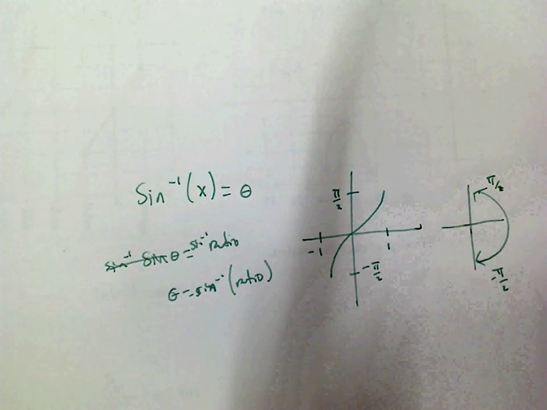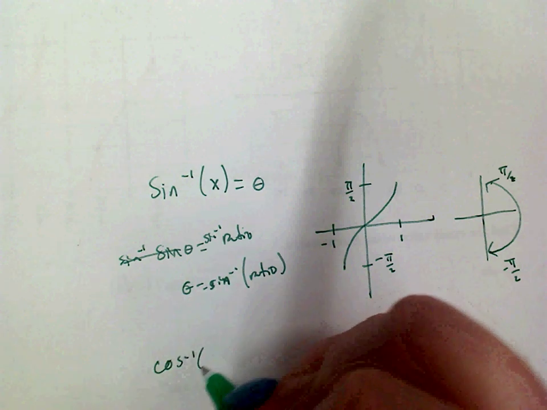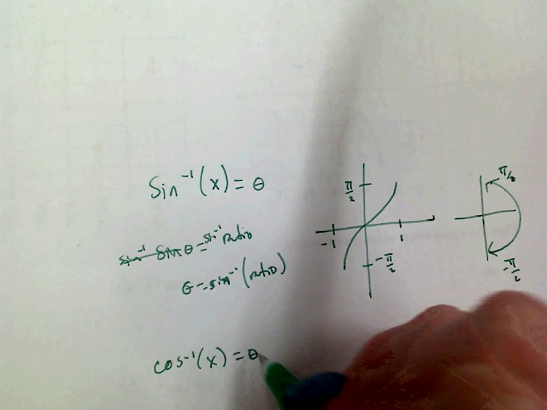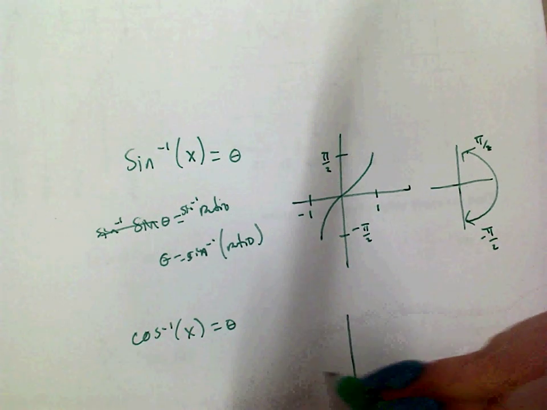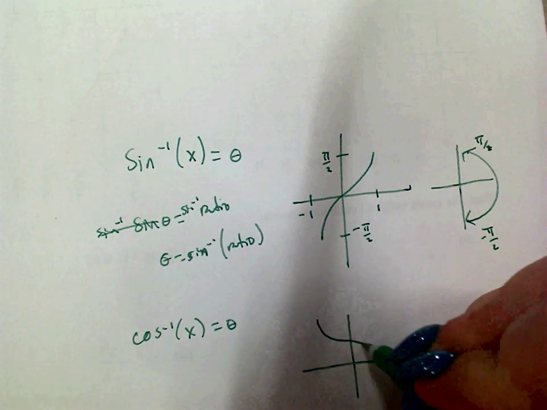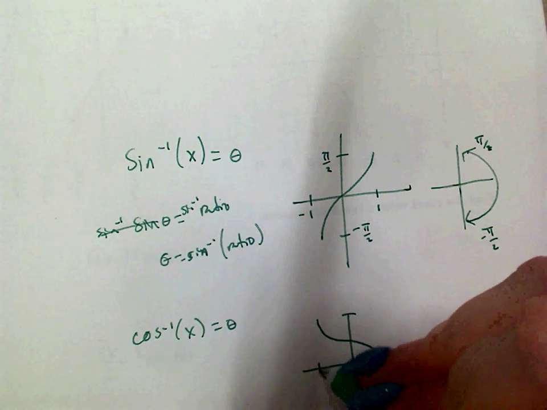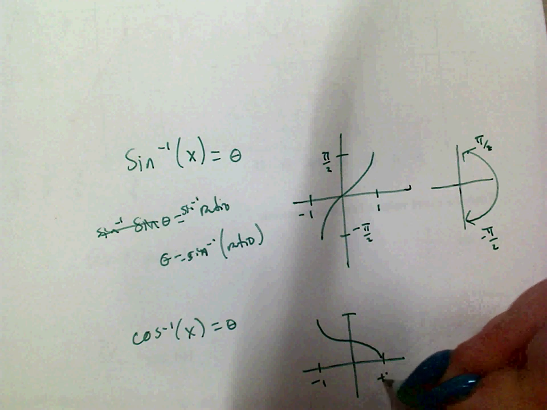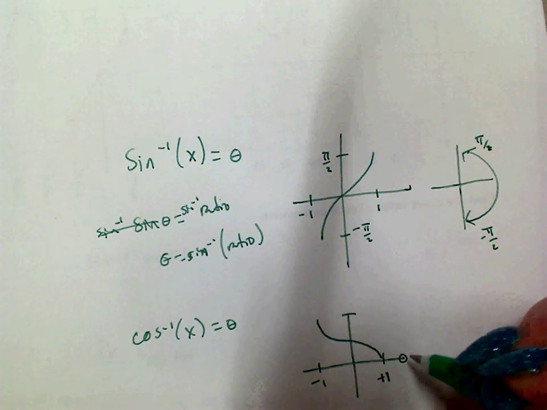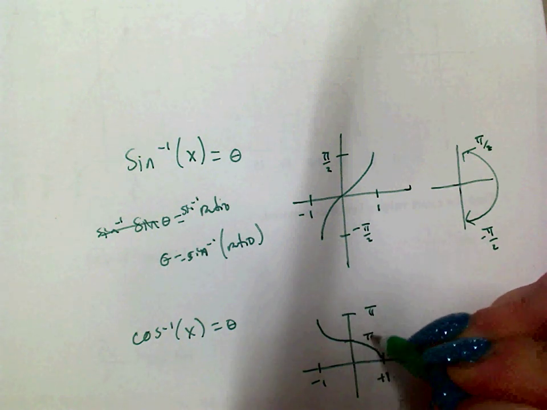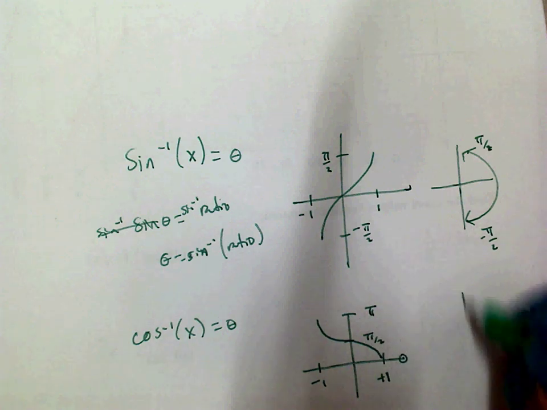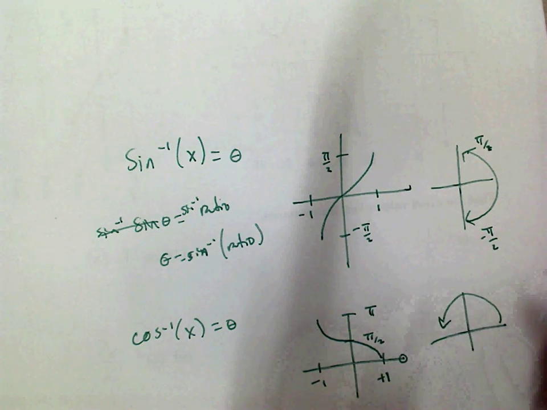Cosine inverse is a function that looks like this. And so again, you can only plug in numbers between -1 and 1, and you only get answers between 0 and pi, where that's pi over 2. Which is why for cosine inverse, when we think about the unit circle, we think only from 0 to pi.